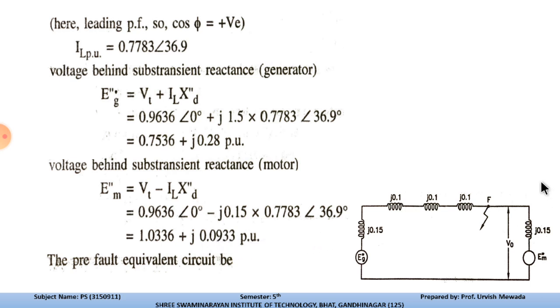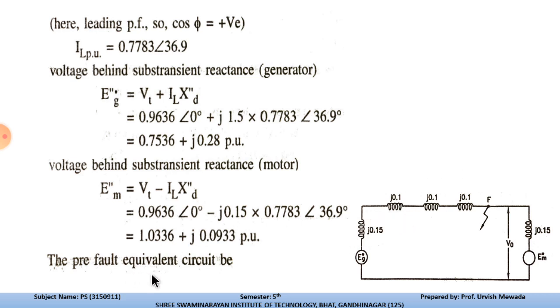After that we have the equivalent circuit: the generator with its own reactance, j0.15, then the transformer T1, then the transmission line, then the transformer T2, then the point where we are considering the effect of the fault. This is the output voltage, and then we have the motor with its own reactance. After solving all the reactances, we can draw the equivalent circuit of the given system.